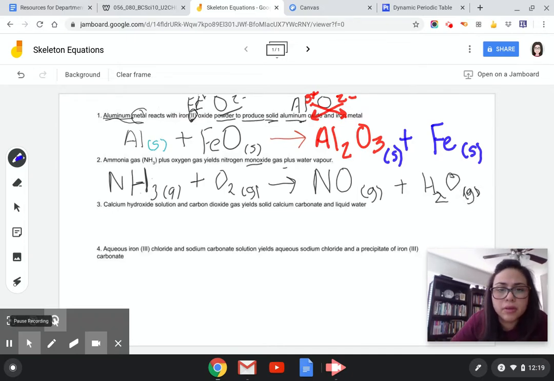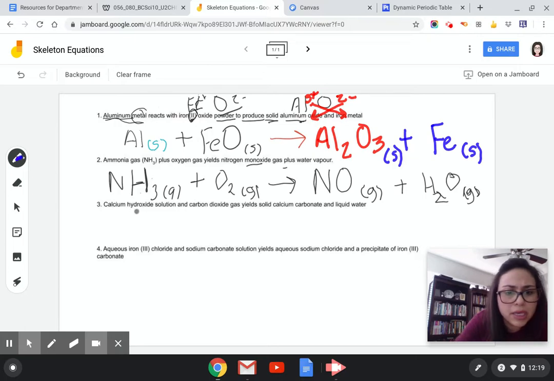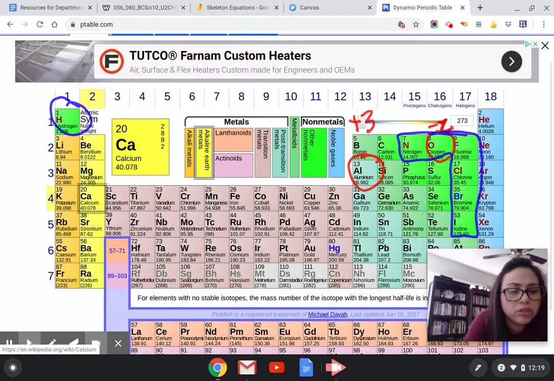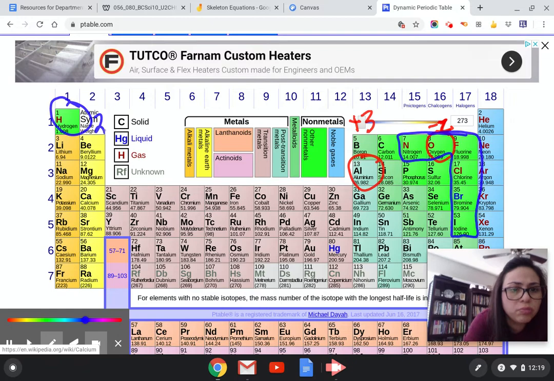Okay, very good. Alrighty, now we're moving on along to number 3. And for number 3, now notice it says calcium hydroxide. Hydroxide is going to be a polyatomic ion with a -1 charge. So that's going to be OH, 1 negative. Now, if you notice where calcium is at on the periodic table, notice that it has a +2 charge. It's in group 2, so that's a 2+ charge there.